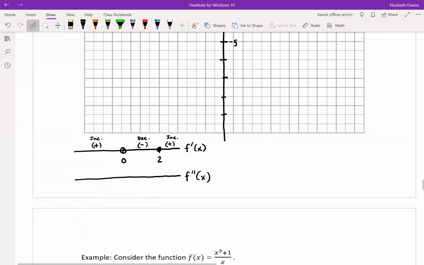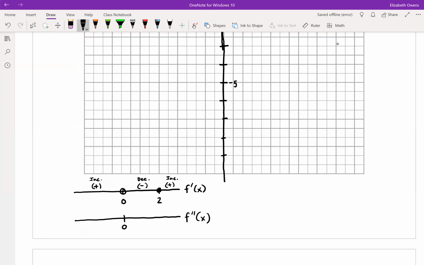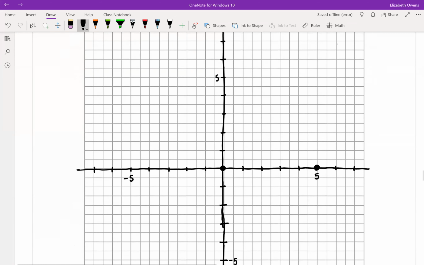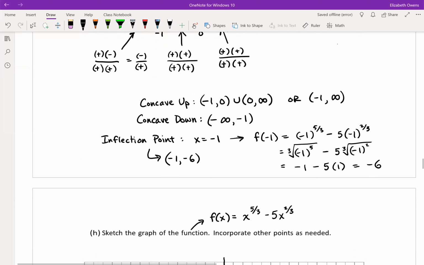All right. Our main points of interest there were 0, where the second derivative was undefined, and -1, where the second derivative equaled 0. Okay, and then yes, our signs plus or minus went negative, positive, positive. Okay, showing us that we have concave down, concave up, concave up. And then the other thing we got from this last portion here was our inflection point, -1, -6.